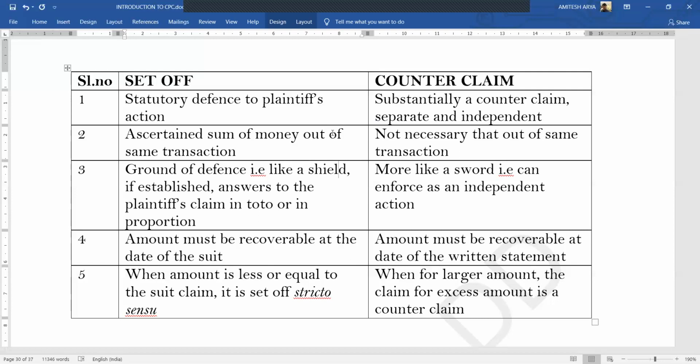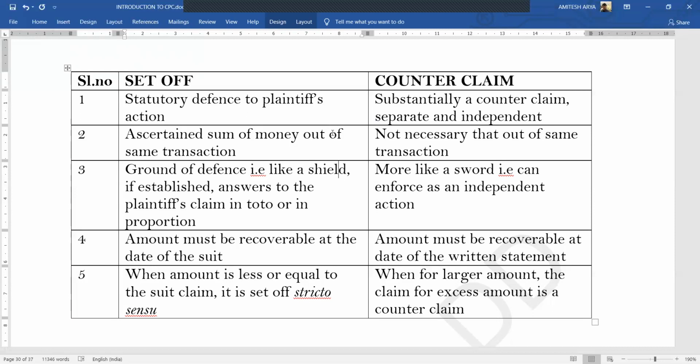Here, set-off is mostly like a ground of defense. You're taking it as a shield. You're trying to cover yourself from the liability that is arising from the plaintiff's side. However, in a counterclaim, it is more like a sword. You can enforce it as an independent action. Now, set-off, the amount must be recoverable at the date of the suit. At the date of filing of the suit, that particular amount should be recoverable. However, in respect of a counterclaim, that particular amount must be legally recoverable at the date of the written statement.